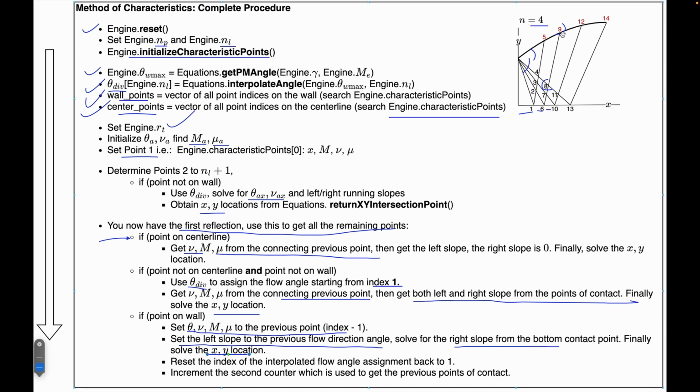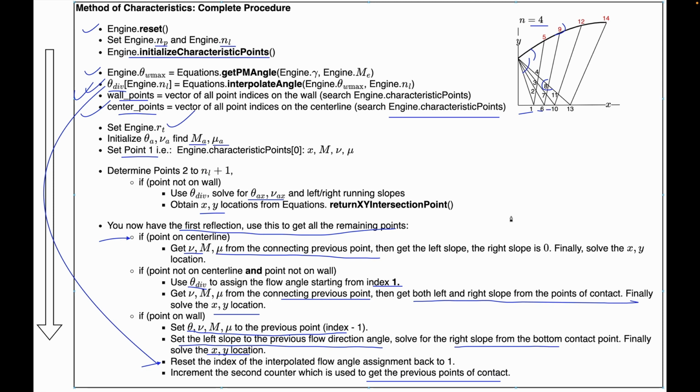When you do that, you need to reset a few things. You reset the index of the flow assignment back to 1, which is this one here. Just move it out of the way. So you reset it back to 1. And you increment the counter, which is used to get the previous contact point, which is needed for this here. So like for point 11, it is 11 minus 4 minus 1. So I'm incrementing that counter. That is pretty much the entire algorithm itself.